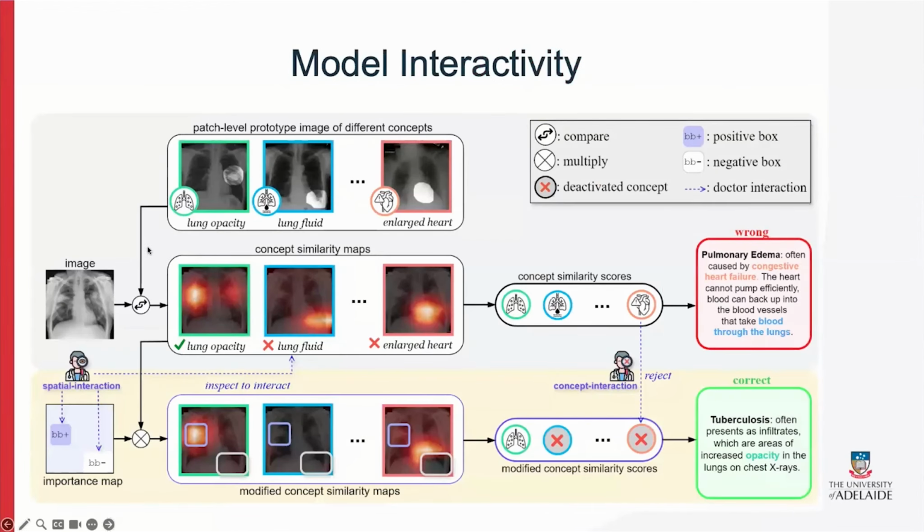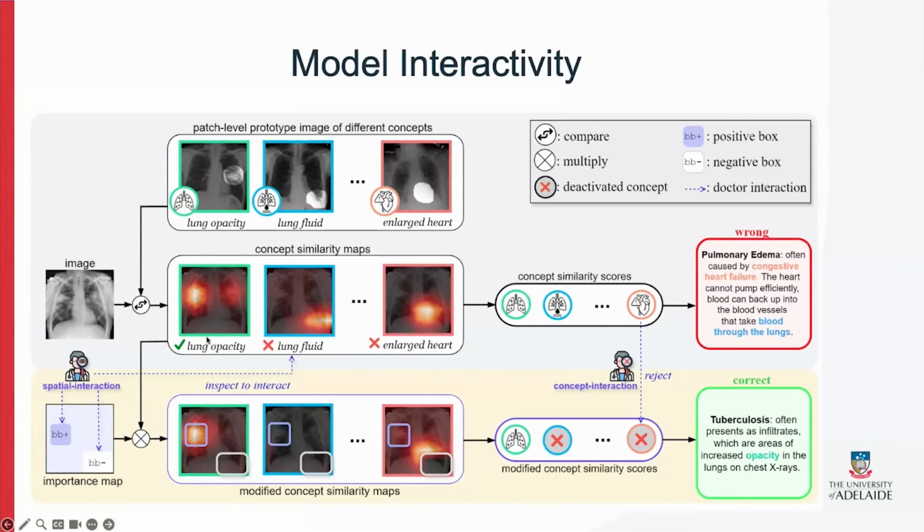So this is a more concrete example. For this image, we will compare it with those prototypes to produce those concept similarity maps. The higher the value here indicates the more similar the image patch is to the patch on the prototype. You can see here, this is a very high value, meaning that this area on the image is very similar to this area on the prototype image.